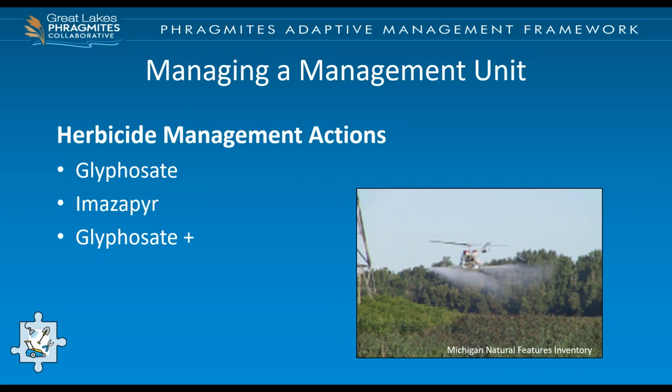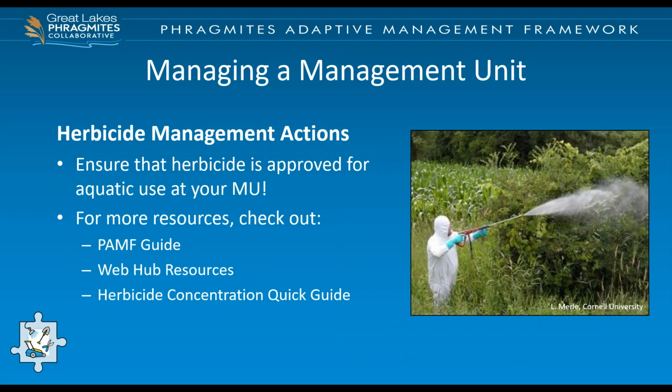There are 3 management actions that involve herbicide applications, including glyphosate, imazapyr, and glyphosate plus, which is a combination of glyphosate and imazapyr as the active ingredient. Herbicides must be approved for aquatic use when applying them over water, and be sure that a licensed applicator is always used when applying herbicides.